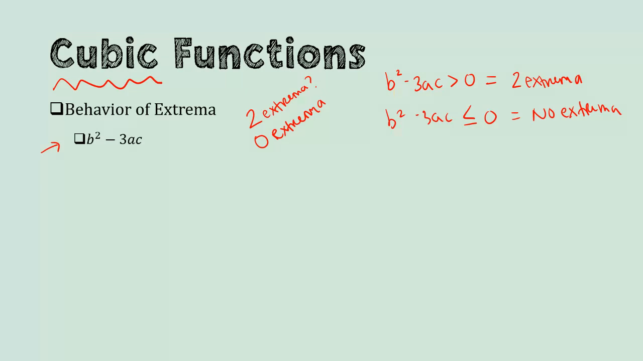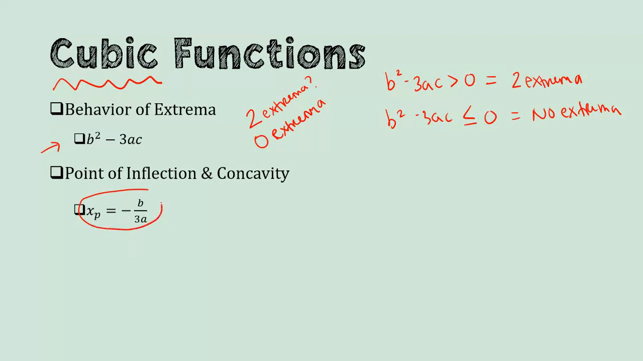So regardless of there being extrema, there's always a point of inflection. A cubic function will always change from concave up to concave down, or concave down to concave up. There will always be one point of inflection for a cubic function. It doesn't matter if there's extrema. So in order to find the point of inflection, we have this formula, negative b over 3a. If we want to figure out the y value, we would go ahead and plug it back in.